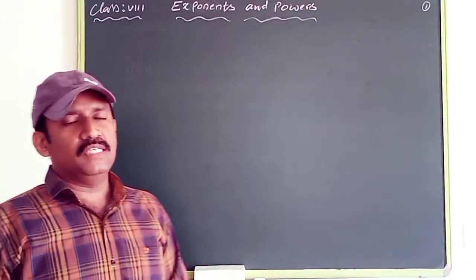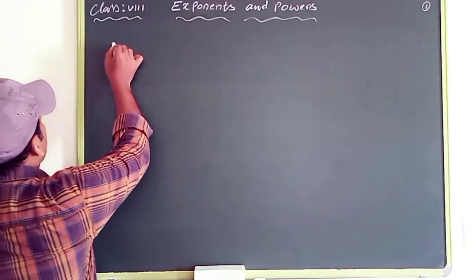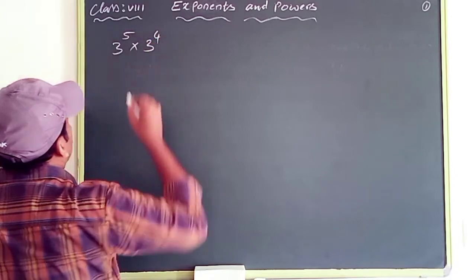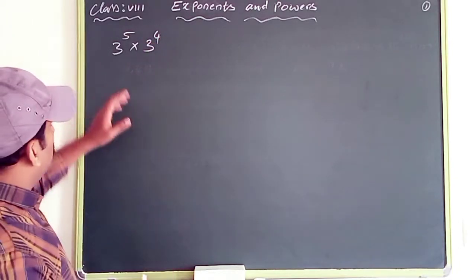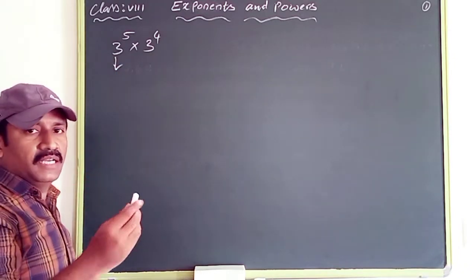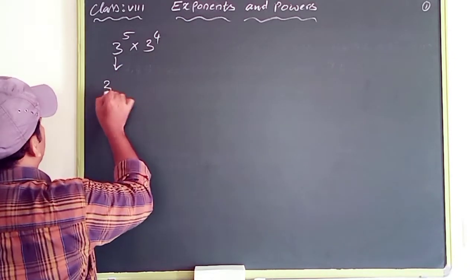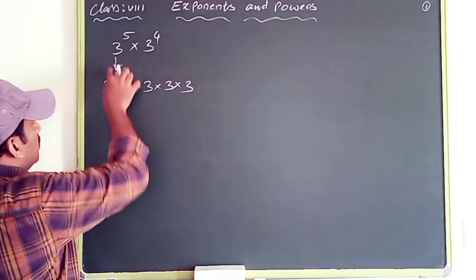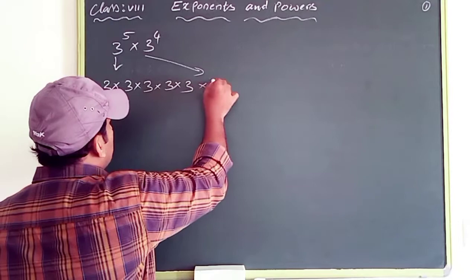The first law of exponents: for example, we take 3 to the power of 5 into 3 to the power of 4. Then what is the answer? 3 to the power of 5 means we write 3 five times: 3 into 3 into 3 into 3 into 3. Five times we have written. 3 to the power of 4 means we write 3 four times.